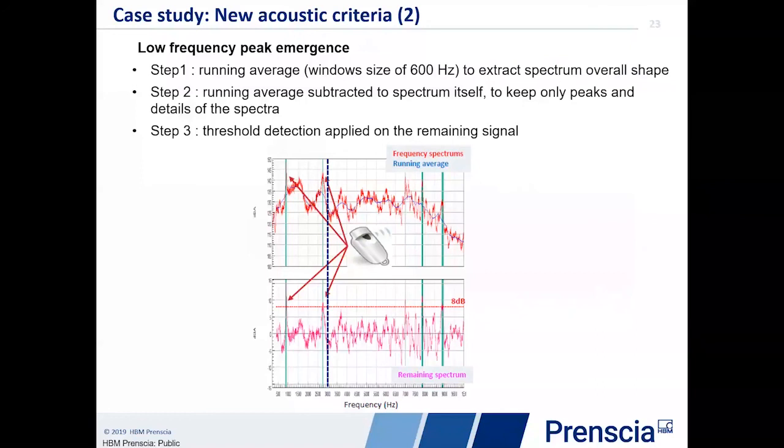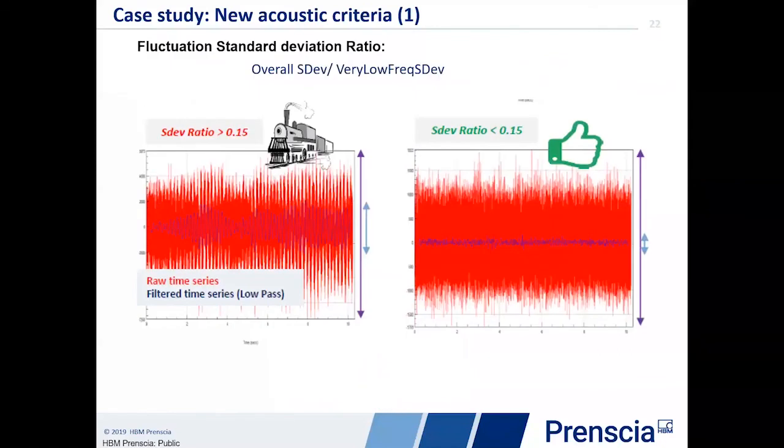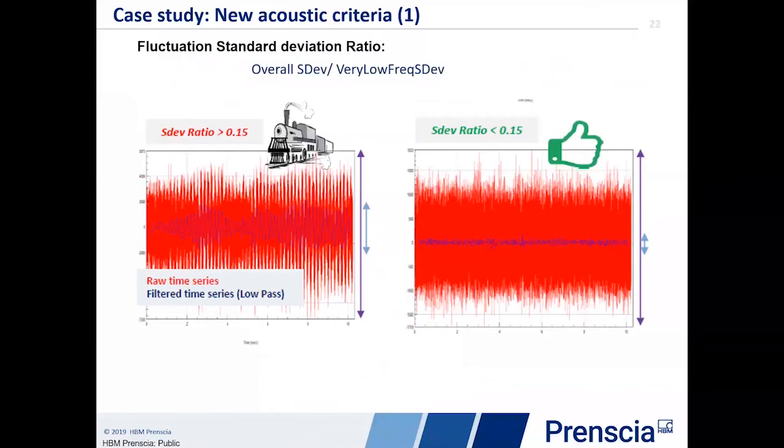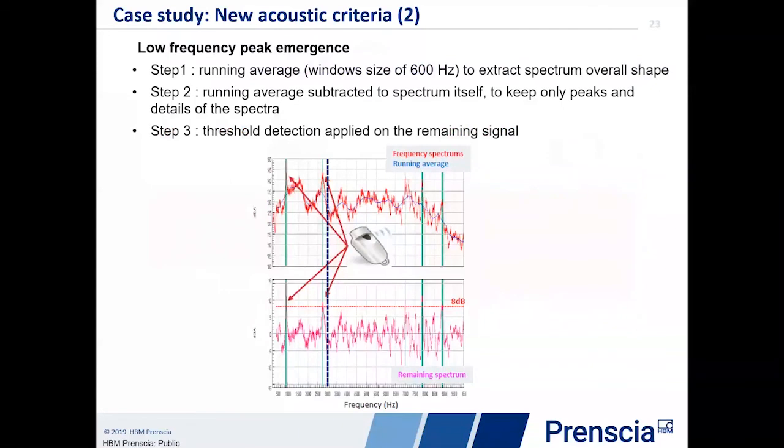Both these criteria, the fluctuation standard deviation ratio and this low frequency peak emergence, were validated using very extensive jury testing. Tens of people were gathered and participated in this jury testing evaluation, to really be sure that the value of 8 dB and the value of 0.15 for the first criterion were the empirical values that would help know which turbochargers would be acceptable and which would not be acceptable.